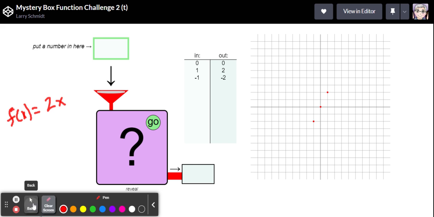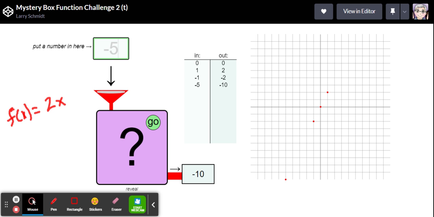I think before we commit to that, maybe we should try a couple other pieces. I mean, it's possible, sometimes there are cubic functions that sort of look like a line if you just plot 3 points. But let's try some further out on the edges of the graph. So let's put in a -5 and see what happens. That gives us a -10.